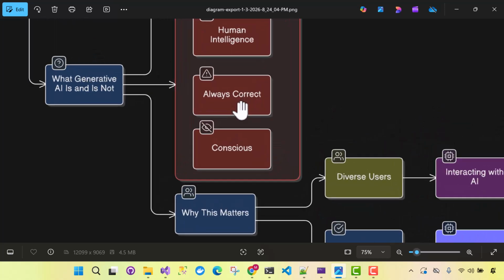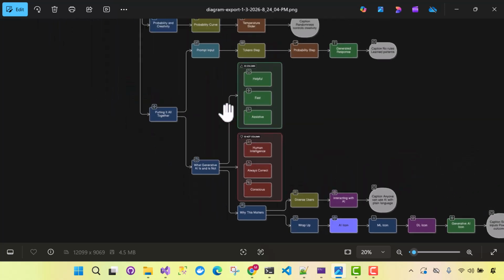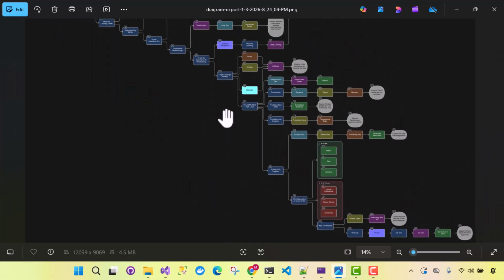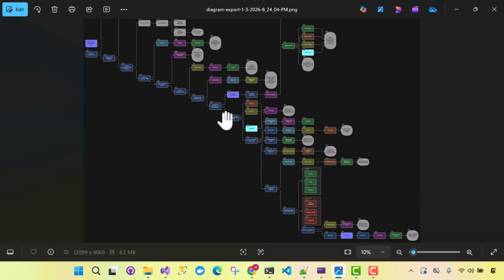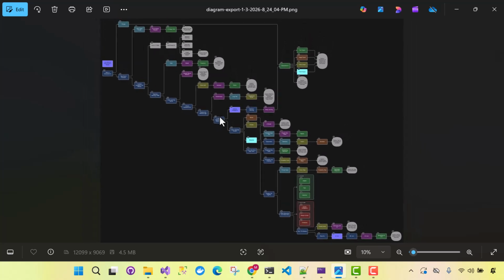So that's generative AI in under 5 minutes. Remember, it's decades of AI research, machine learning, deep learning, transformers, tokens, and probabilities.